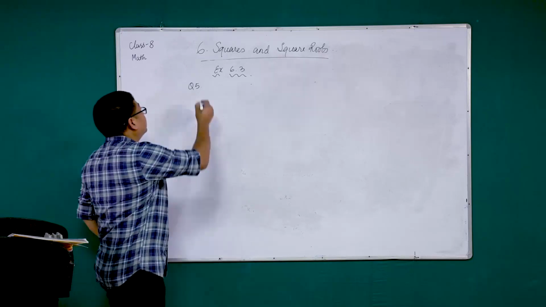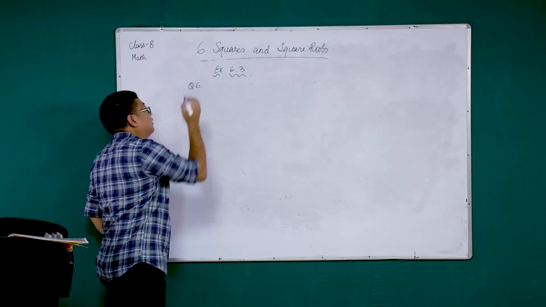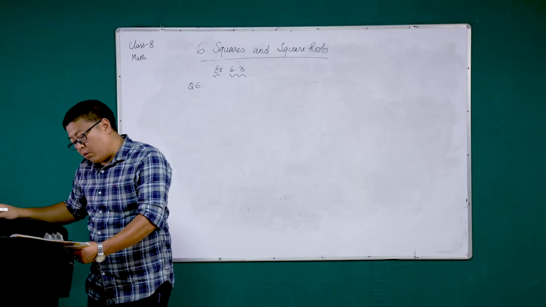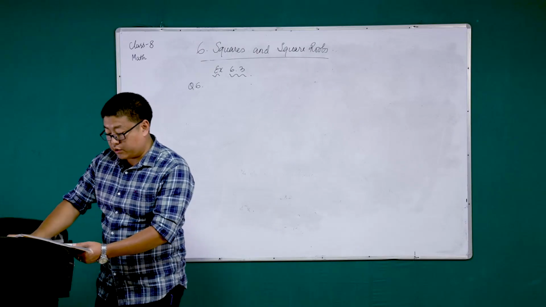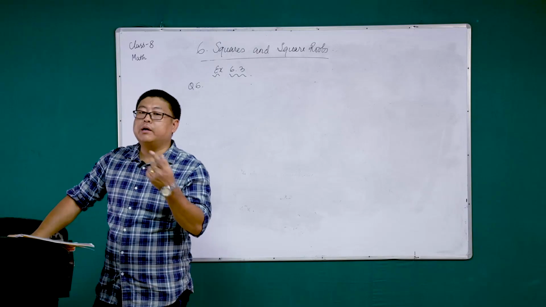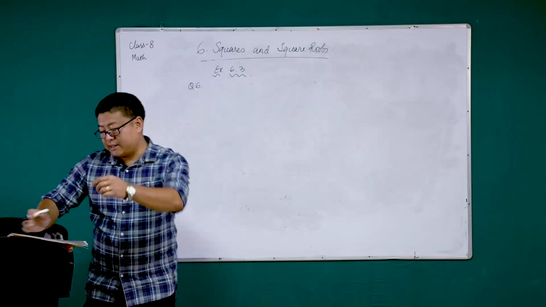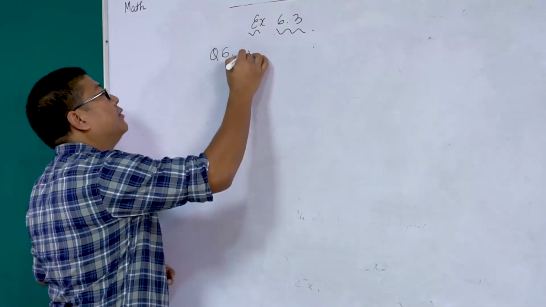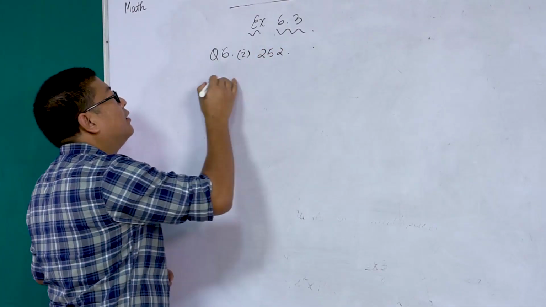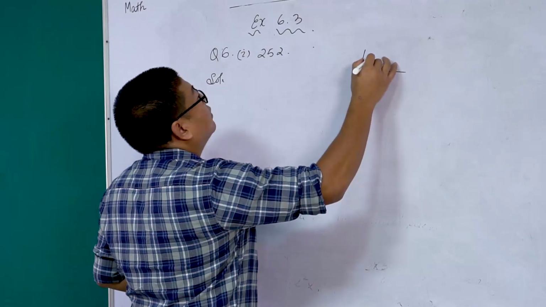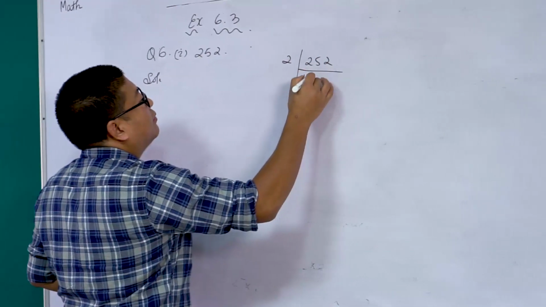Question number 6. For each of the following numbers, find the smallest whole number by which it should be divided so as to get a perfect square. Earlier it was multiply, now it is divide. All right. So we will take the first question, same number, nothing to repeat here, nothing to get confused about, it is the same number.